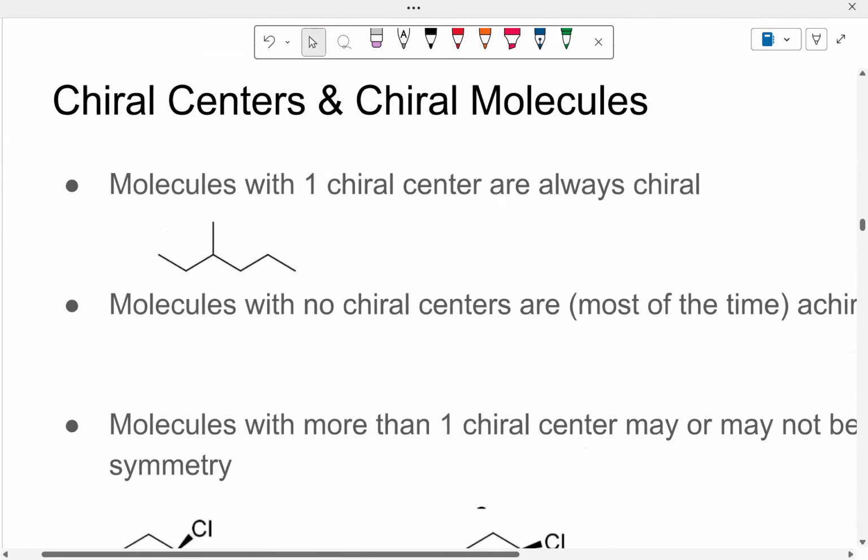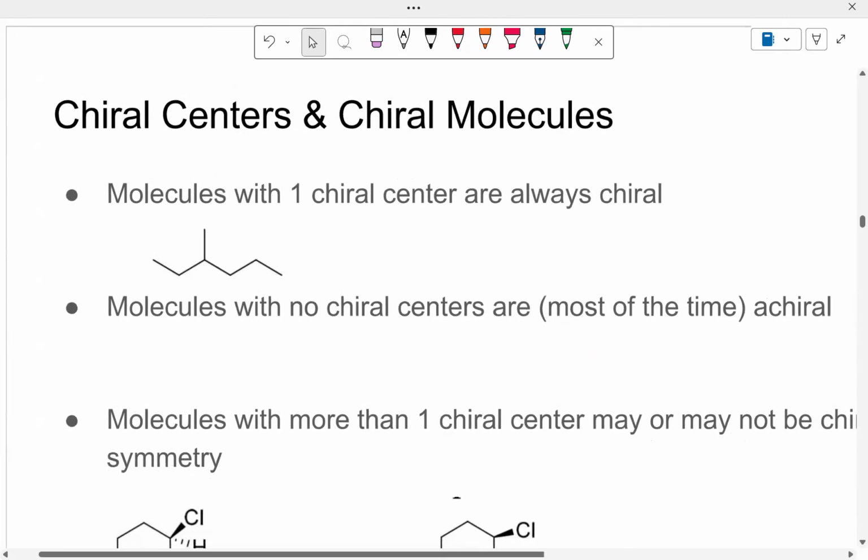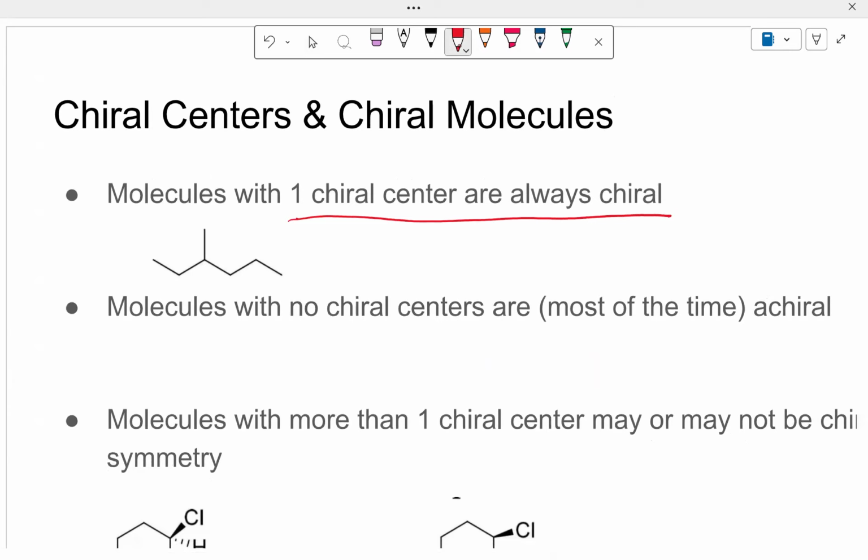All right, so let's look at some logistical things about chirality. Molecules with one chiral center are always chiral. Now, the examples I did before, we were looking at individual chiral carbons. And so if there's one chiral center, I'm talking about one and only one, then we would say the whole molecule is chiral because there is no symmetry.